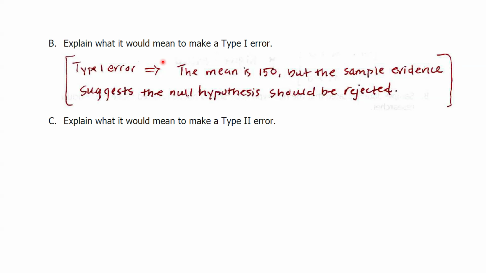So in the context of our problem, the admissions officer would wrongly believe that current students are scoring lower than the national average, when in fact they're scoring right at the average. This might lead to unnecessary changes in admissions policies.